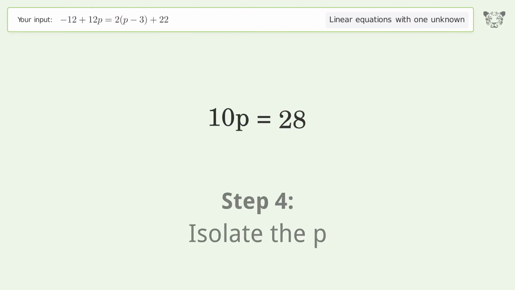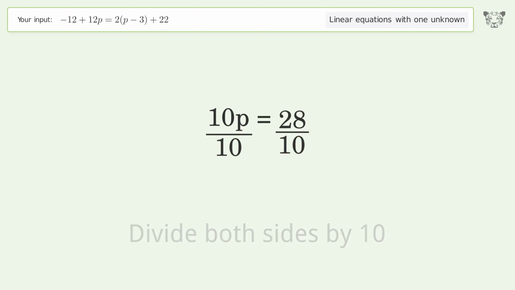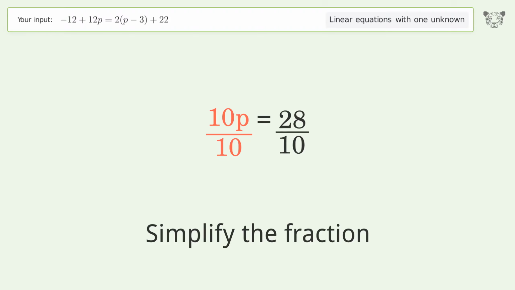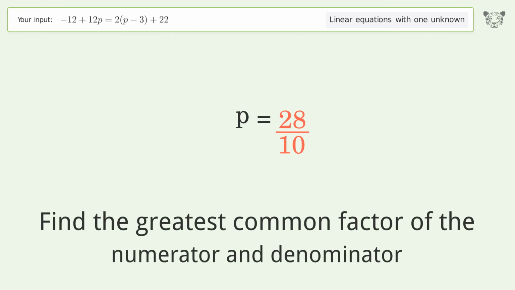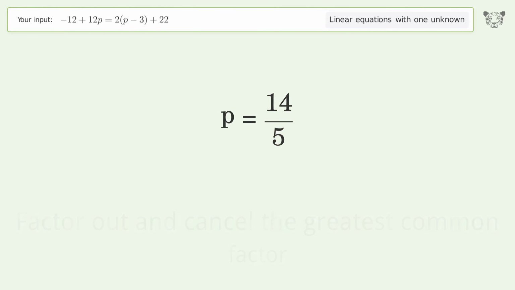Isolate the p. Divide both sides by 10. Simplify the fraction. Find the greatest common factor of the numerator and denominator. Factor out and cancel the greatest common factor. And so the final result is p equals 14/5.